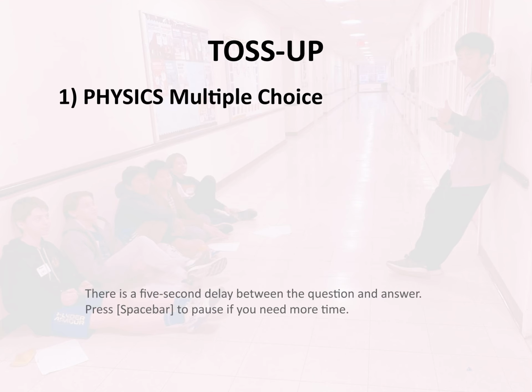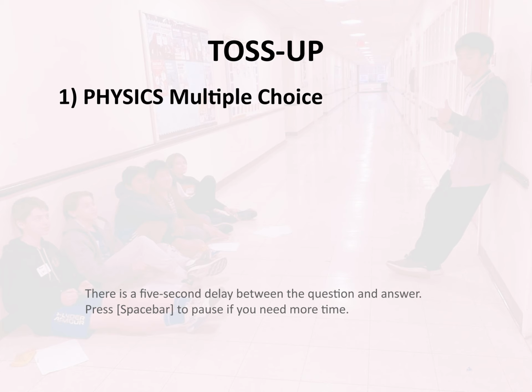Toss-up 1. Physics. Multiple choice. Water flows at 2.0 meters per second through a tube of radius 1 centimeter. The dynamic viscosity of the water is 1.0 times 10 to the power of -3 Pascal seconds. Which of the following best represents the Reynolds number and the nature of the flow, given that the density of water is 1.0 times 10 to the power of 3 kilograms per cubic meter?